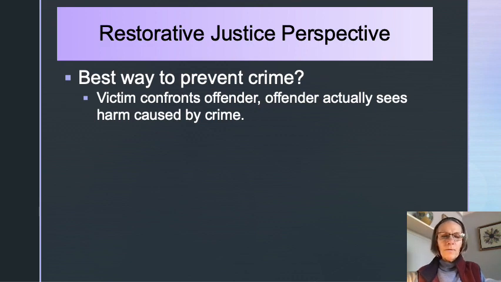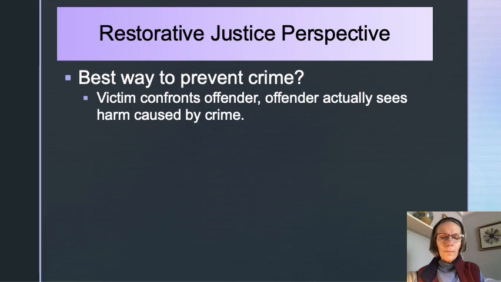And so the best way to prevent a crime is for the victim to confront the offender if they so choose, and then for the offender to actually see the harm caused by the crime. Because the theory is, if you actually see the harm that you've done, whether that's minor harm like property damage to somebody's garage.